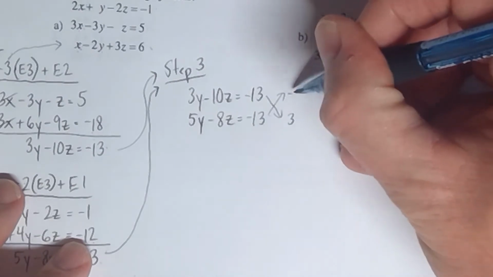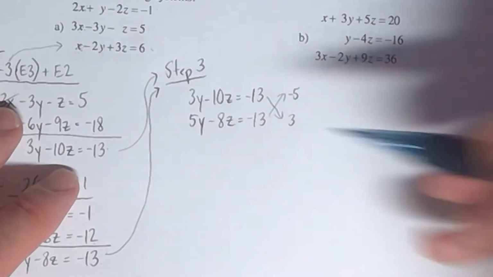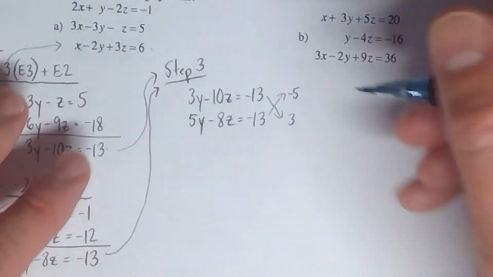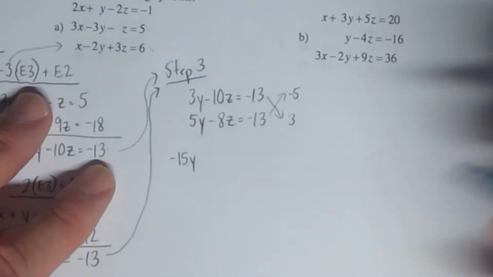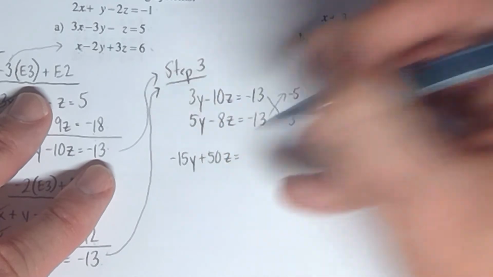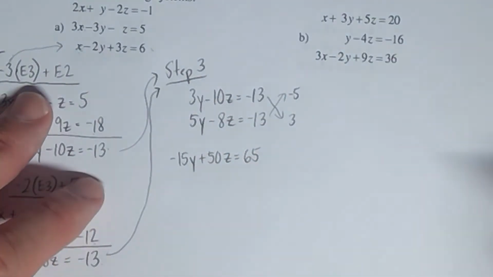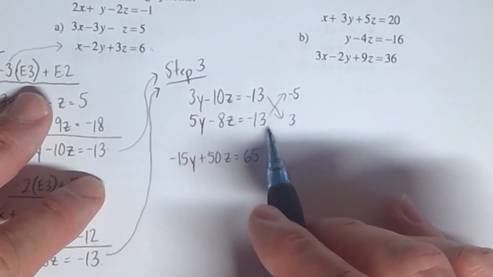And then I'm going to change the sign of just one of those numbers. I'll make it -5 and keep 3 the same. So I'm going to multiply the first one by -5, distribute it through: -15y plus 50z is equal to 65. You can see I distributed -5 through there. You multiply +3 by these 3 terms, and what do I get?